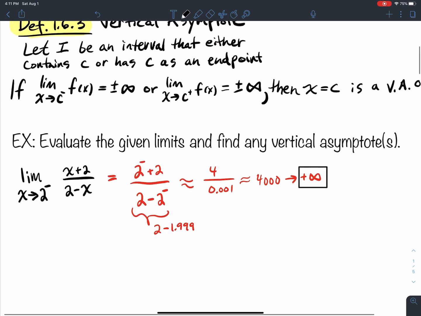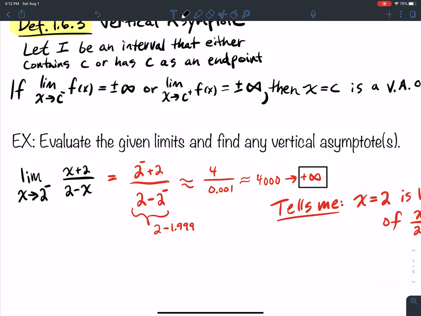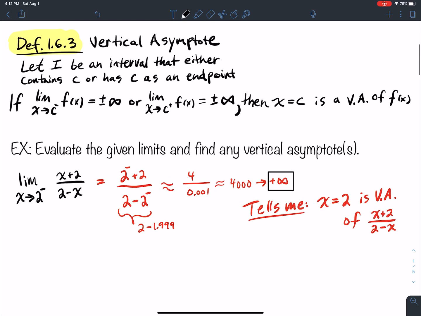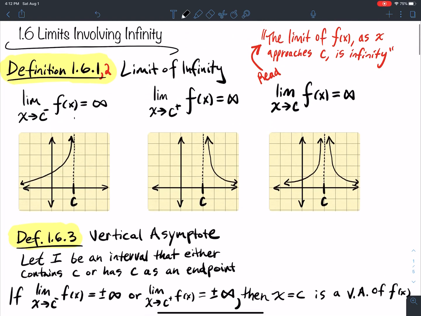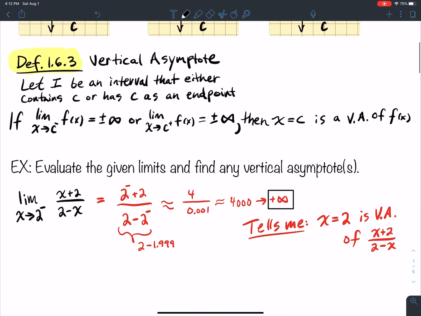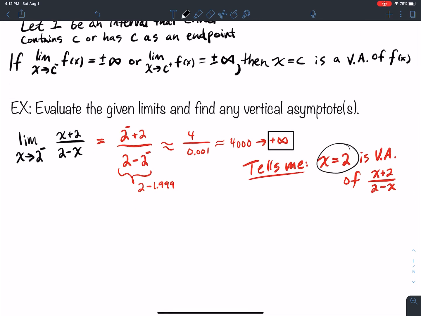So what does that tell me? That tells me that I have a vertical asymptote. It tells me that my vertical asymptote is at x equal to 2. How do I know that? Because I'm taking the limit as x approaches 2, even though it's from the left. You see right here, I'm going to 2 from the left. I'm going up to positive infinity. There's a vertical asymptote at x equal to 2, okay, for that function there.